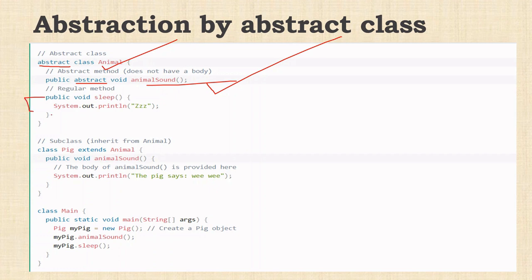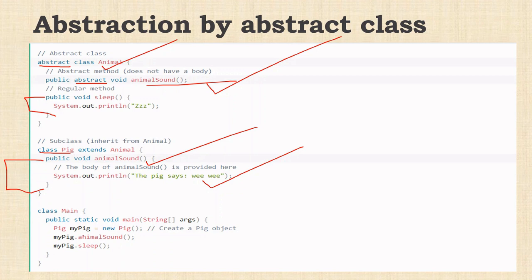So how can we achieve it? We have one class, the Pig class, and we are extending the Animal class inside the Pig class. We have one abstract method inside the Animal class, animalSound, so we are implementing animalSound inside the Pig class. The body of animalSound is provided here, so we are providing the implementation of the abstract method inside the Pig class. Like this we can achieve abstraction with the help of the abstract class.